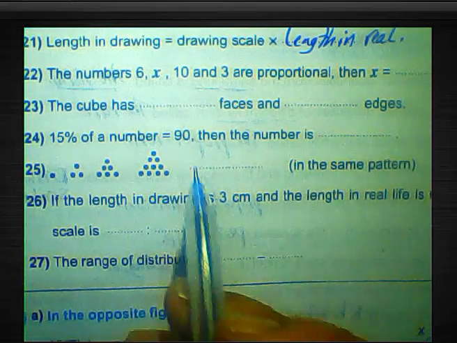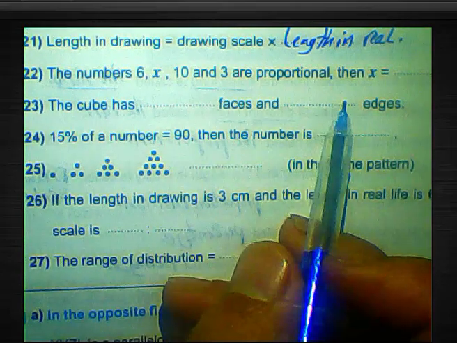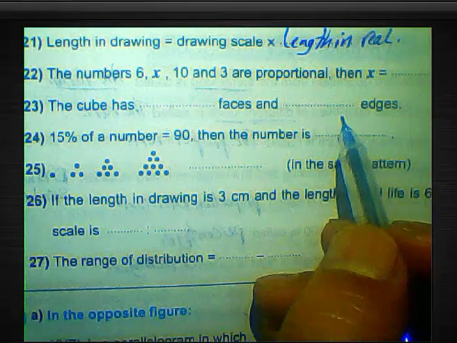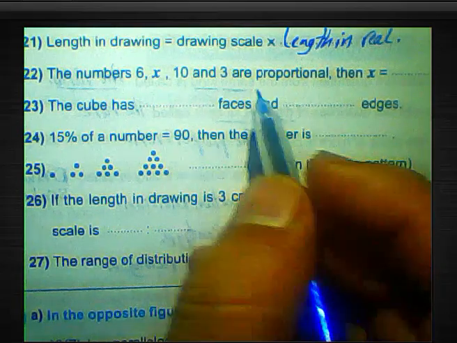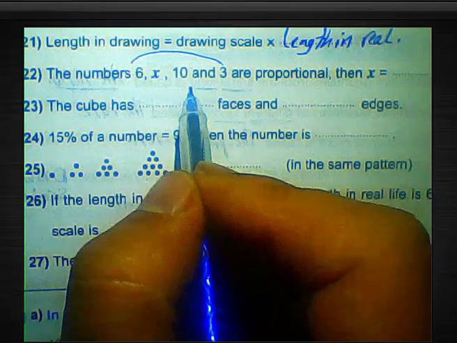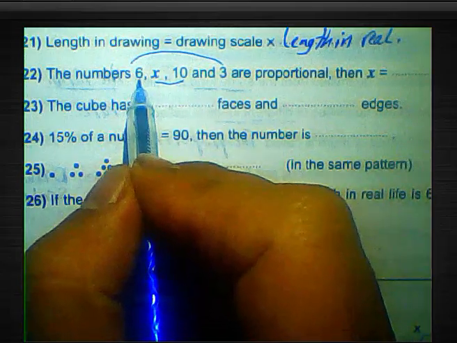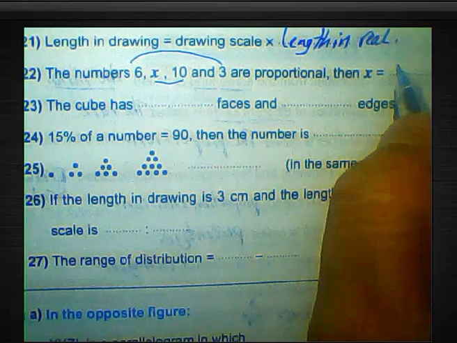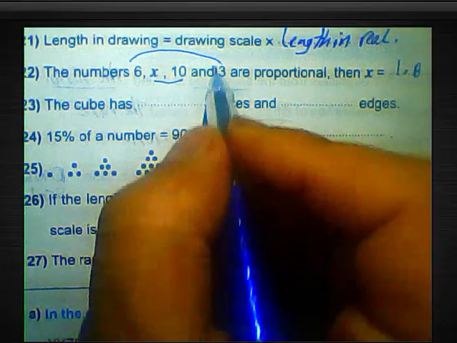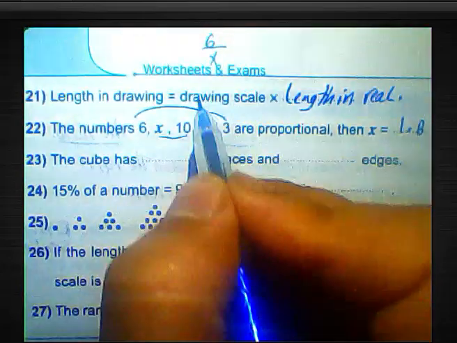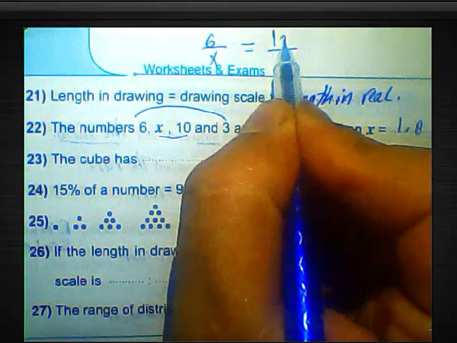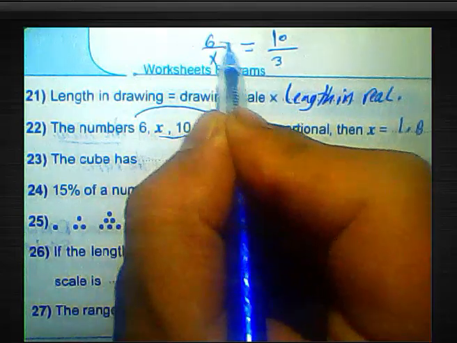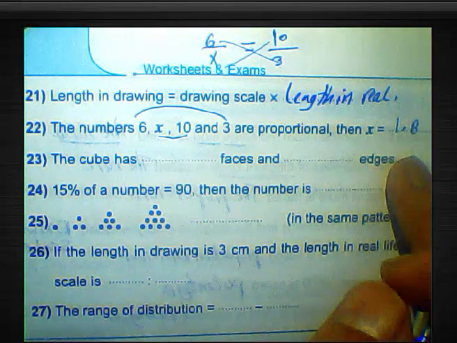Question 22. The numbers 6, x, 10, 3 are proportional. Then x equals, we can find x because the product of extremes equals the product of means. 3 times 6 equals 18 divided by 10 equals 1.8. Or you can write 6 over x equals 10 over 3. 3 times 6 equals 18. 18 divided by 10 equals 1.8.